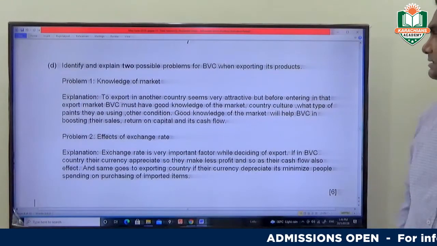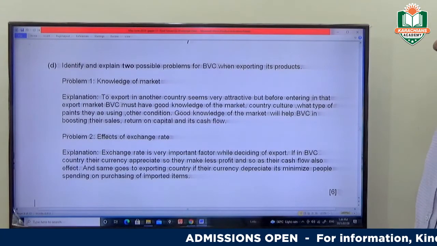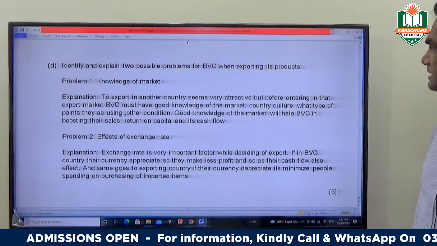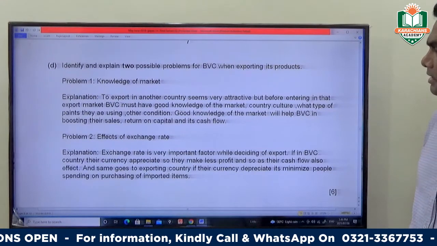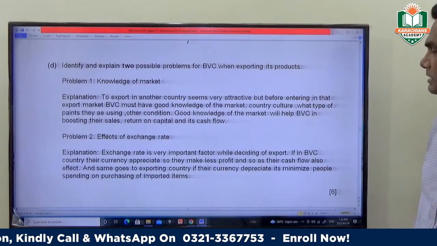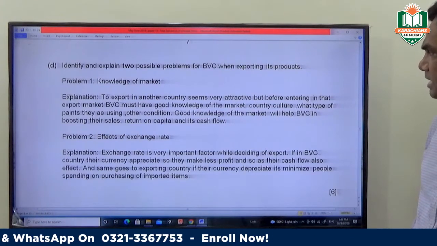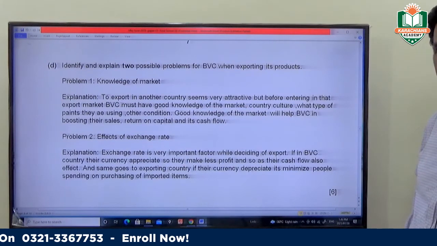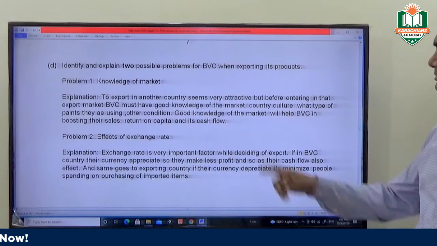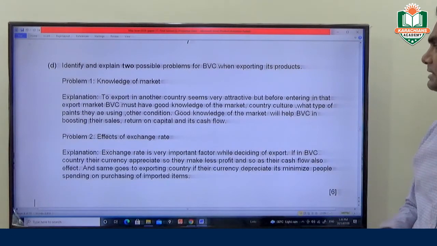This question carried 6 marks. Identify and explain two possible problems for BBC when exporting its product. If they are presently exporting their product, what may be the problems in the export business? Number one is knowledge of the market. Number two, effect of exchange rate. These are two major factors which affect the export business.